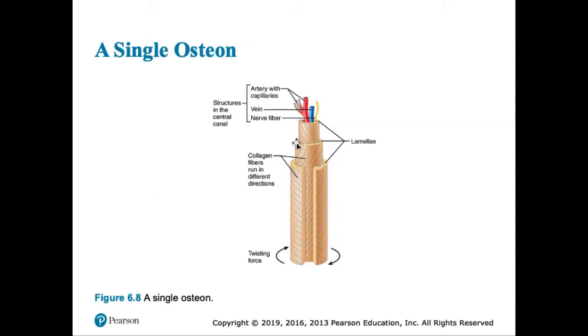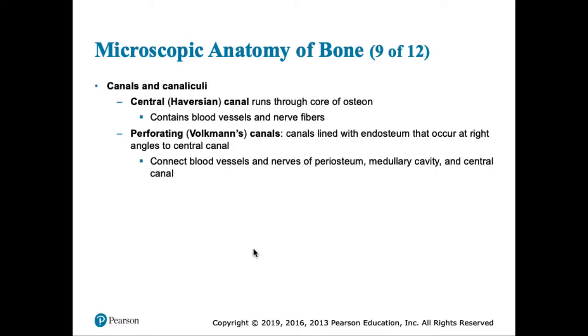So this is a single osteon looking at it from the long view. And you see these capillaries and arteries and all this stuff running through, and nerve fibers running through that osteon down the middle. And you see the lamellae sort of circling around it. It helps resist that twisting force that could happen there.